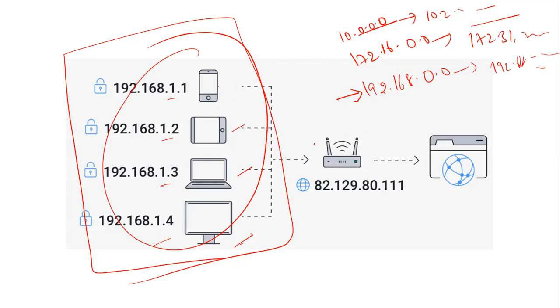When these devices try to access the internet, suppose google.com, what's happening? The traffic comes through this Wi-Fi router, and as these private IP addresses are not routable over the internet, these IPs are mapped to a public IP address. These public IP addresses are managed by the ISP, the internet service provider, and with the help of these IP addresses, they are able to access the internet.